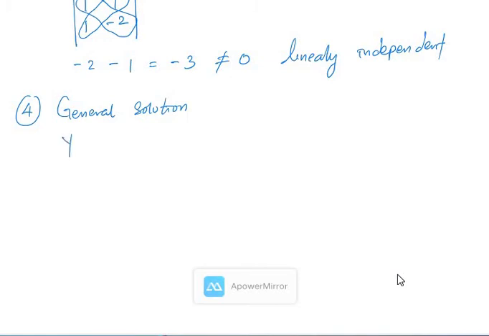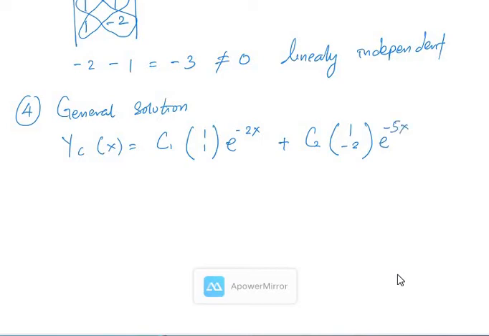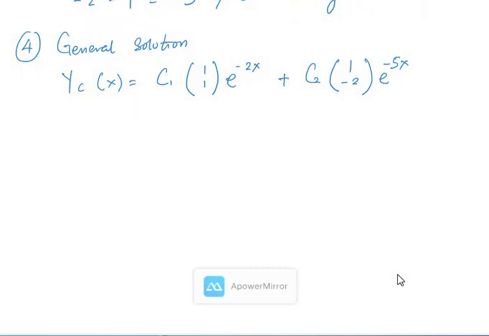Okay, general solution for the homogeneous part, that one we call it yc(x), is equal to c1 times the eigenvector 1, 1 for lambda equal to negative 2. And then c2 times the eigenvector 1, negative 2 for the eigenvalue negative 5. Okay, so this is part 1 for the homogeneous part.